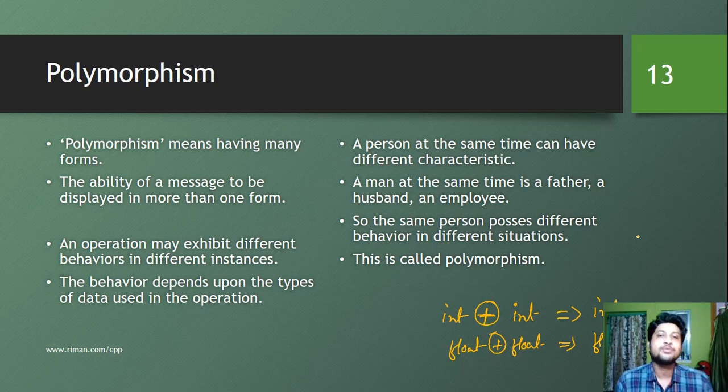Polymorphism exists in real life as well. That means a person at the same time can have different properties. A man at the same time is a father, a husband, an employee. When that person is in the office, he is an employee, whereas when he is at home, he is a husband or a father. So the same person exhibits different behavior in different situations. Whenever the situation changes, the behavior of that person changes. That is polymorphism.